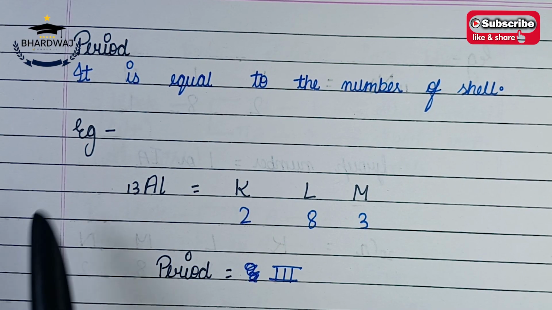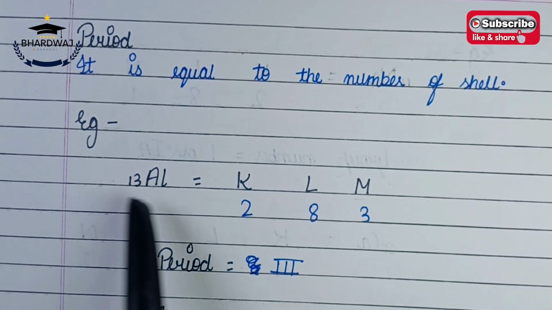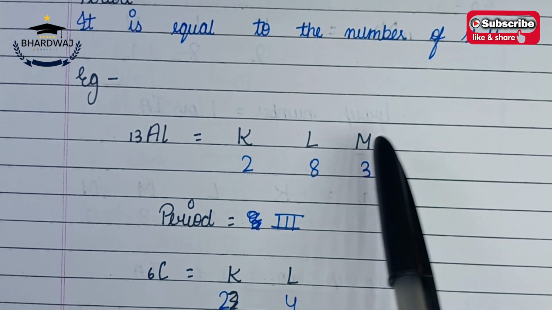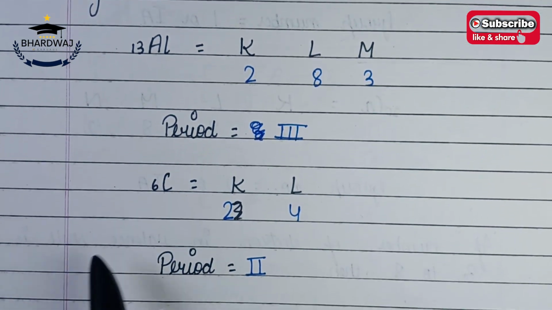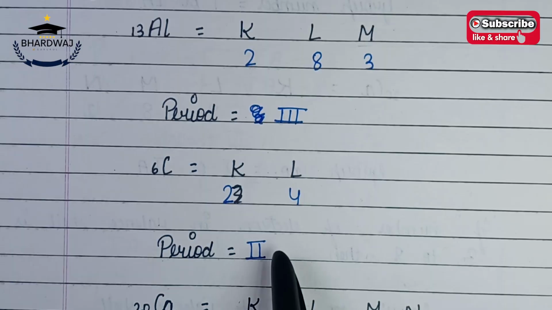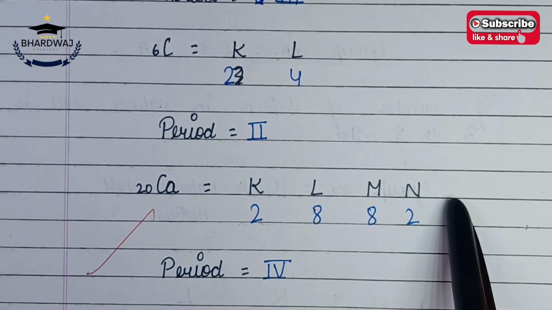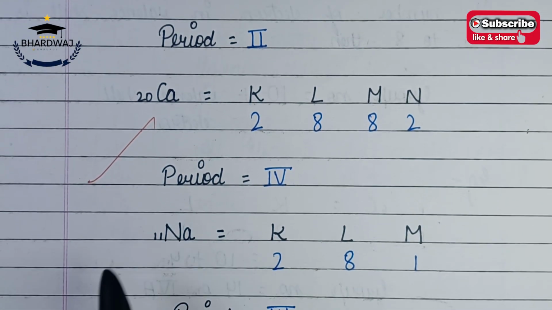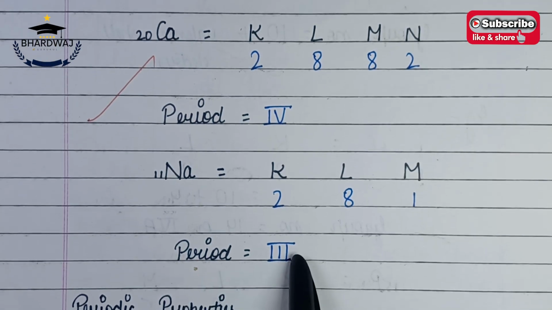Now periods. It is equal to the number of shells. Example, aluminium. If we do the electronic configuration, we see that 3 shells are there, so the period number is 3rd. In carbon, there are 2 shells, so period number is 2. In calcium, there are 4 shells in which electrons are distributed, so the period number is 4. In sodium, 3 shells are there, so the period number is 3.